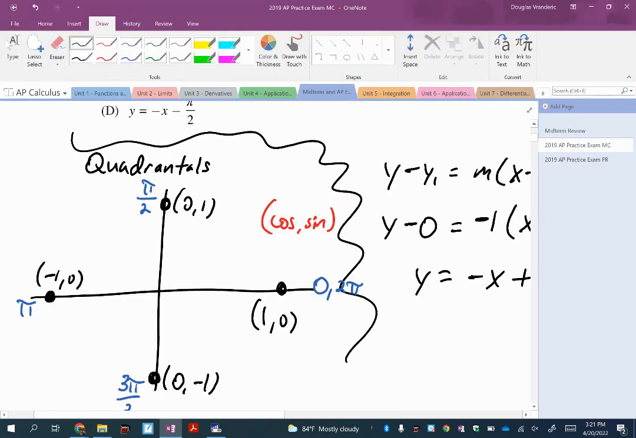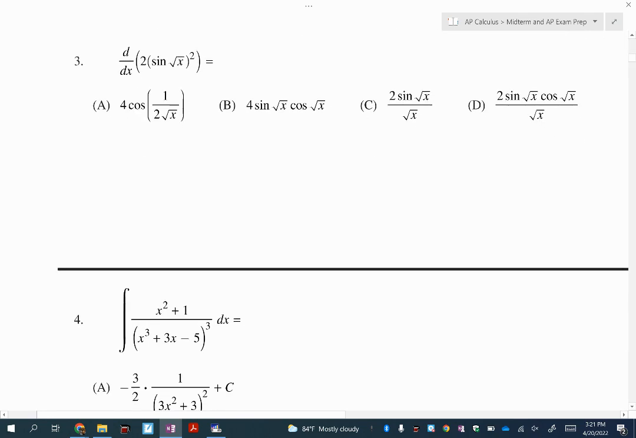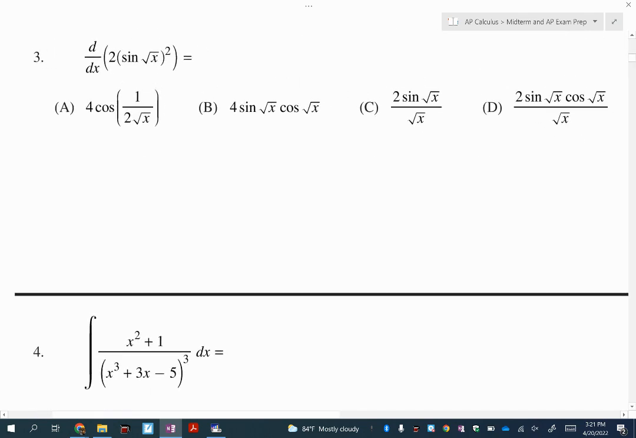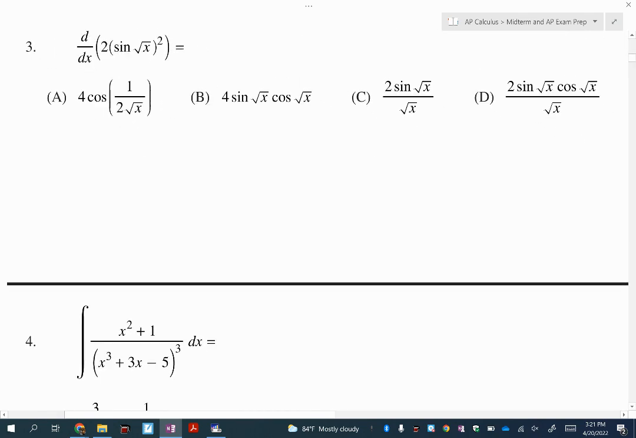All right, number 3. I see the symbol d dx. What does that mean to do? Derivative. The derivative, all right? And this is just a mega chain rule question. So much chain rule.